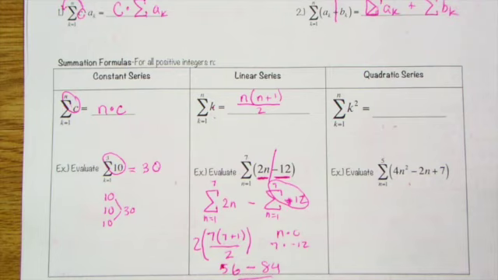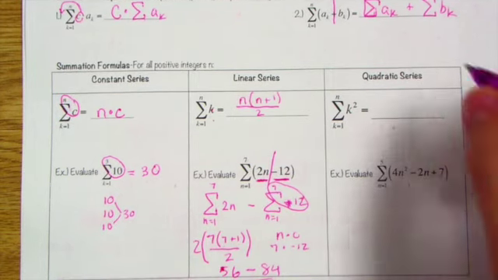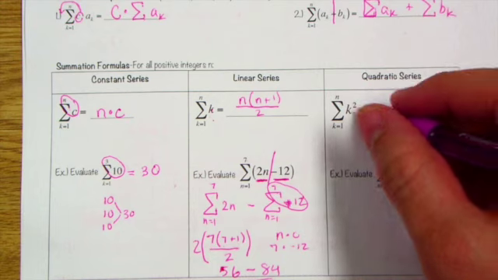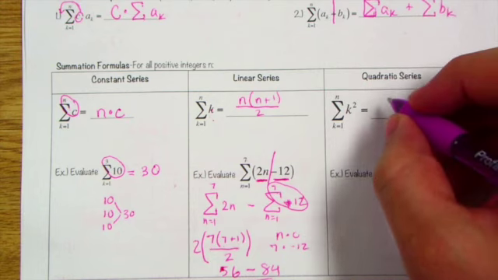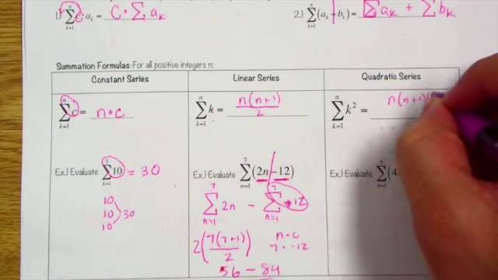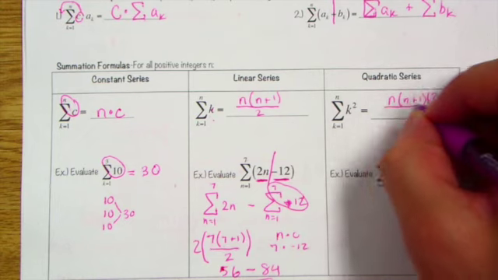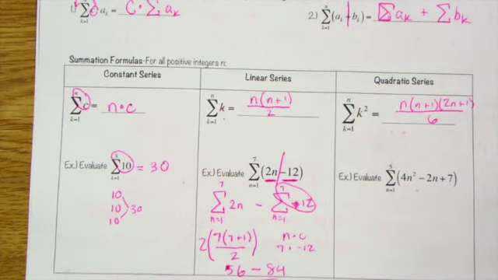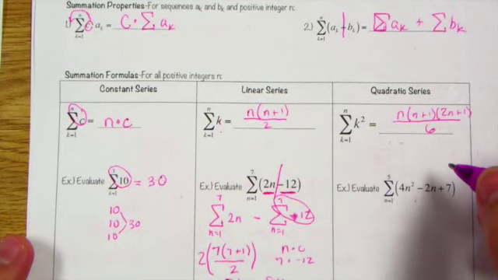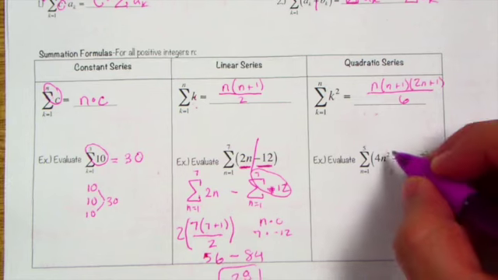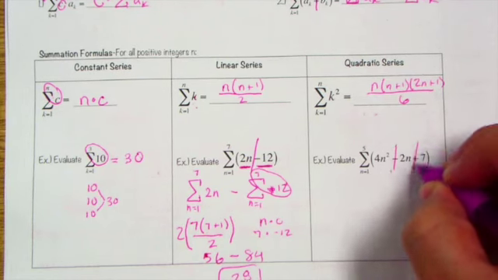Okay. Last one is a quadratic. So with quadratics, the formula is even more complicated. So you have n times n plus 1 times 2n plus 1 all over 6. Again, these are formulas that will be given to you. And so what you are essentially going to have to do now with the quadratic is split it into its 3 parts.